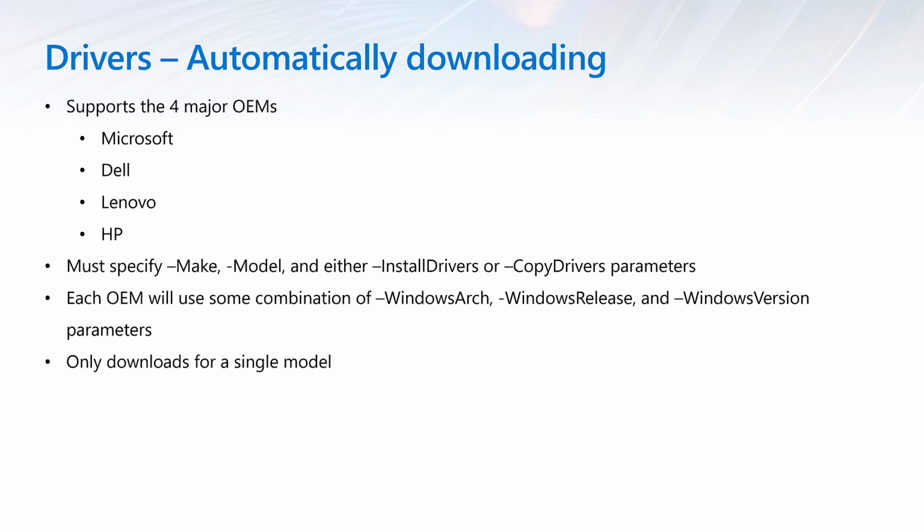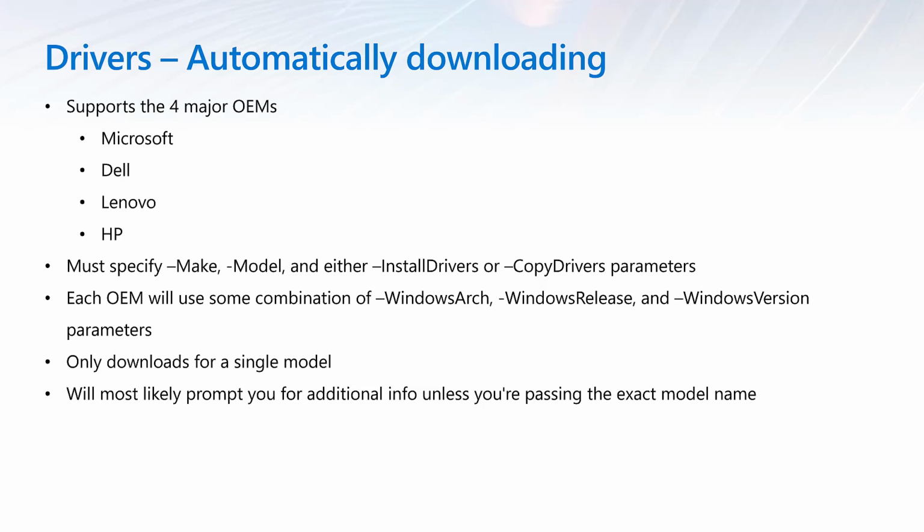But the code's all there already. So if you want to do it, or if you need us to do it, we can definitely look at doing something like that. But right now, it's only going to download for a single model. We'll most likely prompt you for additional info unless you're passing the exact model name. And most of the time, you don't know the exact model name because the model names that the vendor uses are probably completely different from what you're expecting.